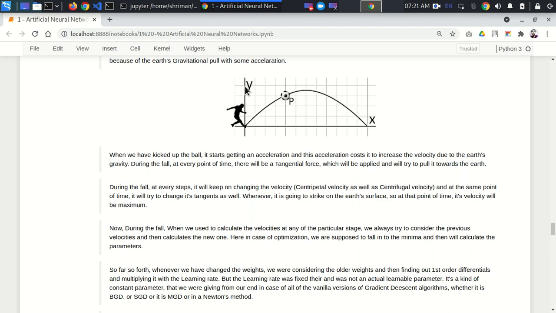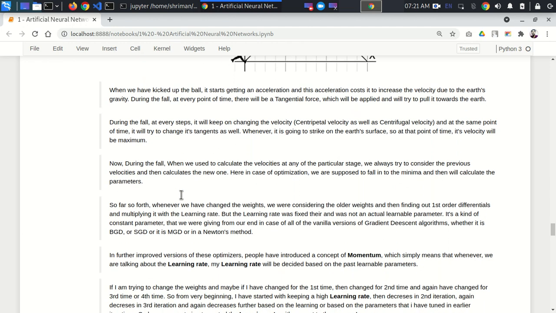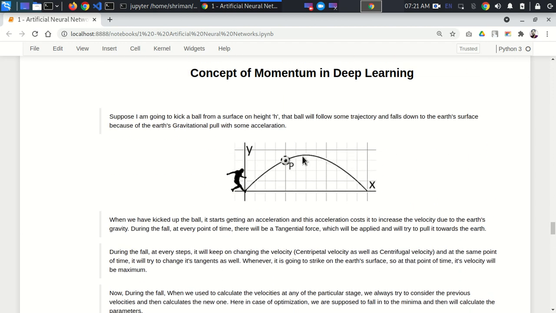Now during the fall, when we calculate the velocity at any particular stage, we always consider the previous velocities and then calculate the new one. Now if I say this ball is trying to cover this particular distance, then at this particular point of time try to calculate the velocity of this object, or maybe at this particular point of time try to calculate the velocities.